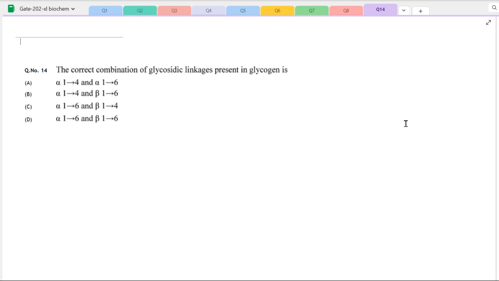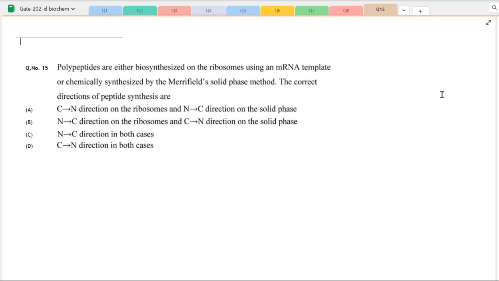The correct combination of glycosidic linkages present in glycogen is, of course, if you look at the structure of glycogen, alpha-1,4 linkage and alpha-1,6 linkage with the branchings and how different glucose molecules are connected next to each other. So the correct option is alpha-1,4 and alpha-1,6 linkage. However, I would request you all to know the structures of glycogen, cellulose, and other monosaccharides and different polysaccharides, and even starch, basically amylose and amylopectin. These are regularly tested in many competitive exams. Moving on to the next question.